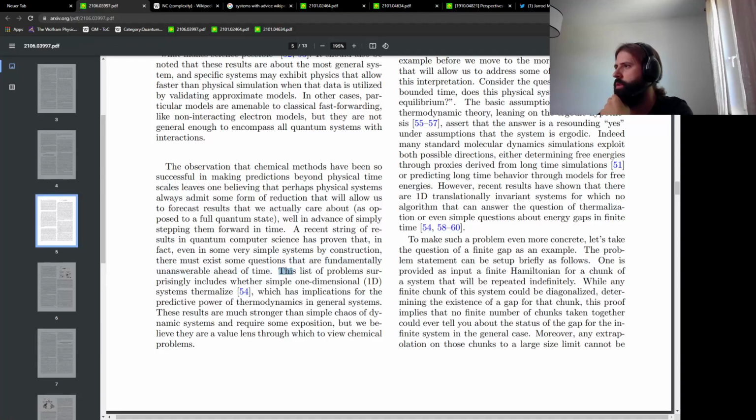And this list of problems surprisingly includes whether simple one-dimensional systems thermalize, which has implications for the predictive power of thermodynamics in general systems. This is much stronger than simple chaos of dynamic systems. So thermalizing, I think, based on what I checked recently, means they become in thermal equilibrium. I mean, what is heat anyway, and what is temperature?